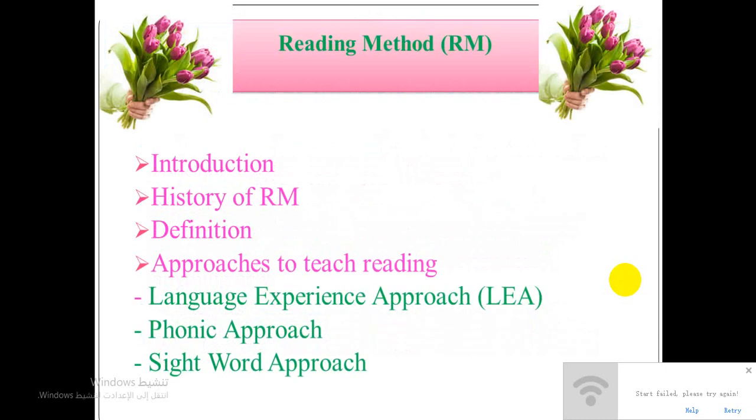The second method that we'll discuss in this lecture is the reading method. The outlines that we'll discuss, inshallah, related to the reading method are introduction, history of the reading method, definition, and approaches to teach reading. We have three approaches to teach reading, which are language experience approach, phonics approach, and sight word approach.